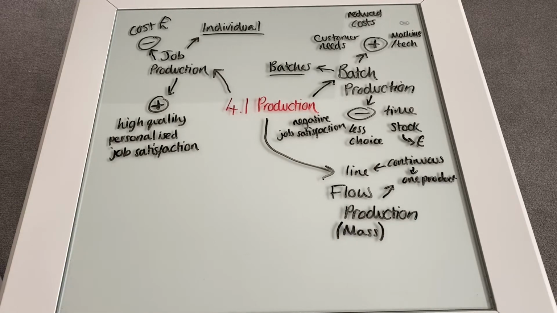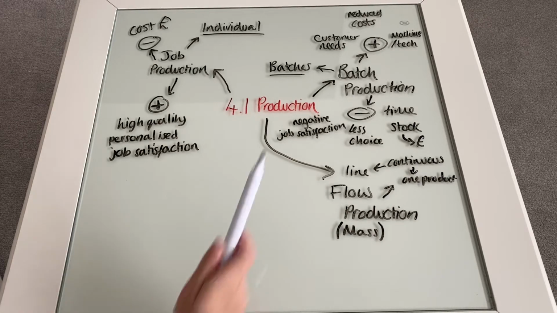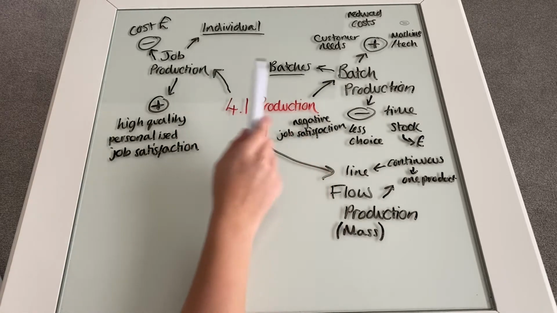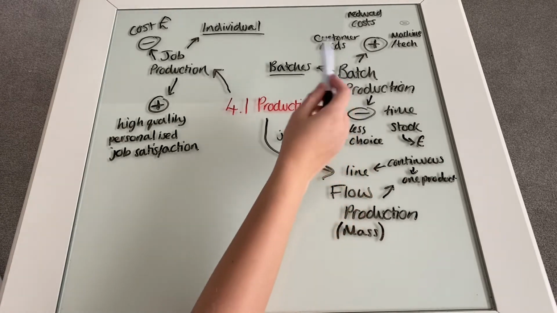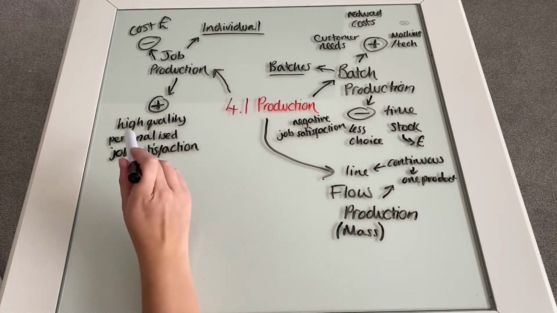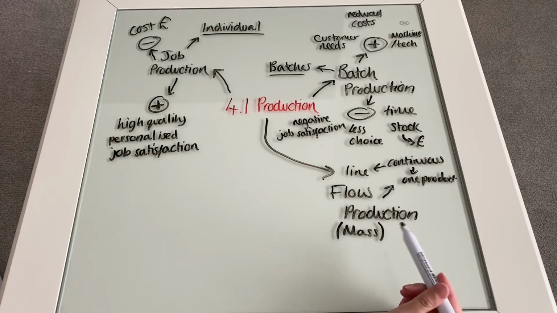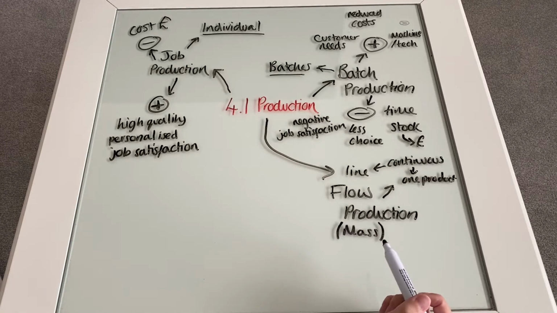Another example is cars, but not luxury cars. Luxury cars are more likely to be produced in batch or job production, depending on how luxury, because you need that kind of customer personalisation, and you need more skills and quality. But cars like the Fiesta that has just been produced over and over again, they've got a production line for Fiesta.